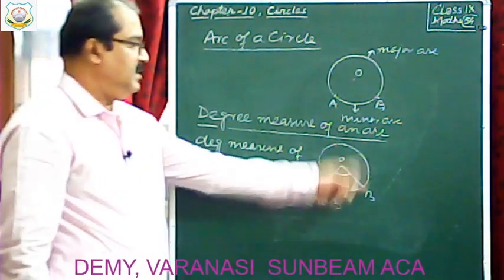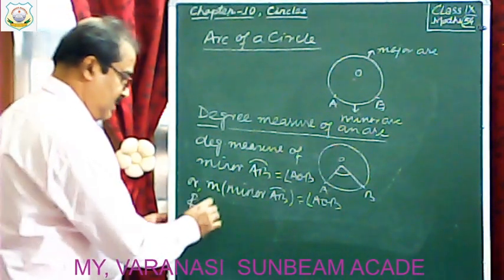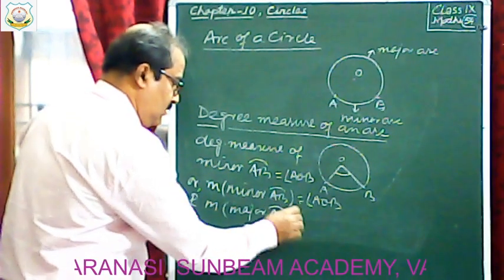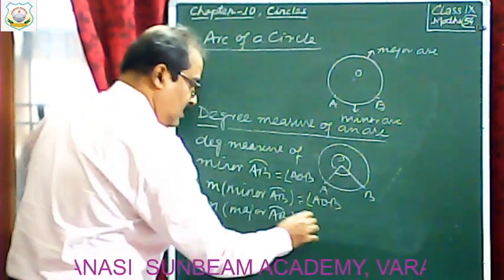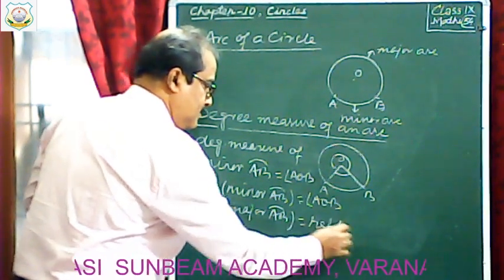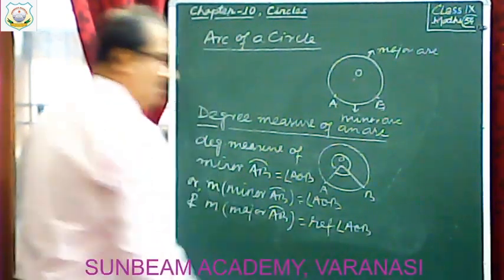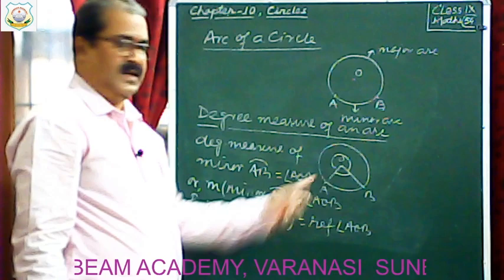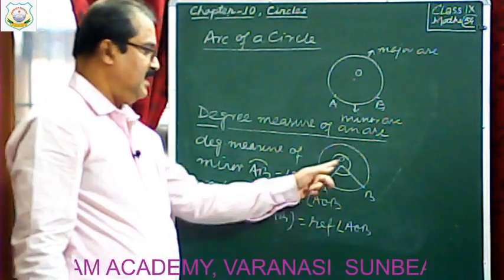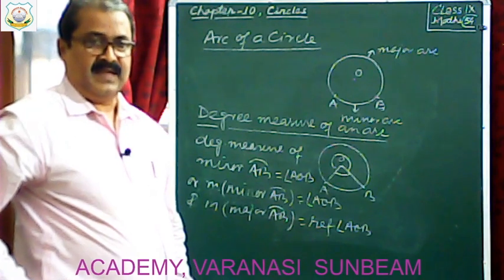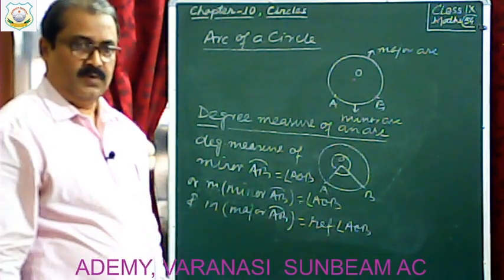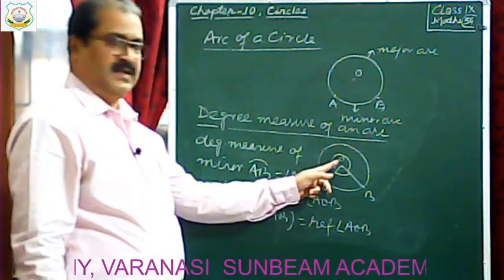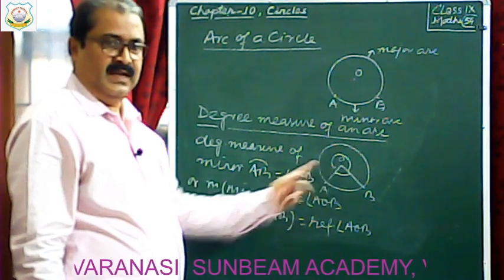Similarly, the degree measure of major arc AB is this angle, and you have to mention reflex angle AOB. The angle subtended by a major arc at the center is always a reflex angle, meaning more than 180 degrees. So the degree measure of a major arc is the central reflex angle AOB.